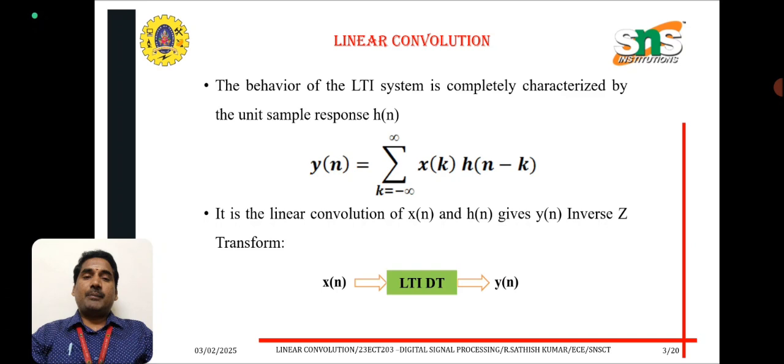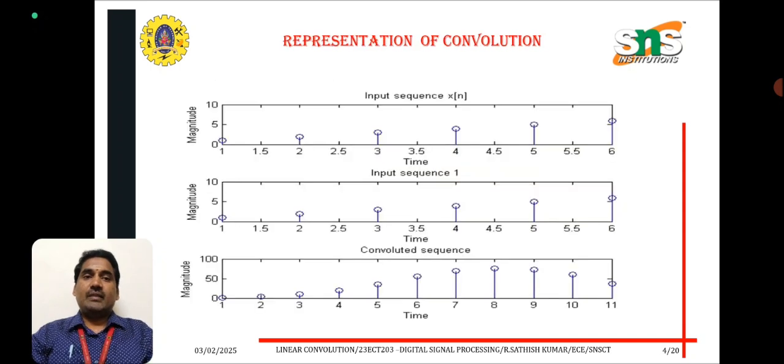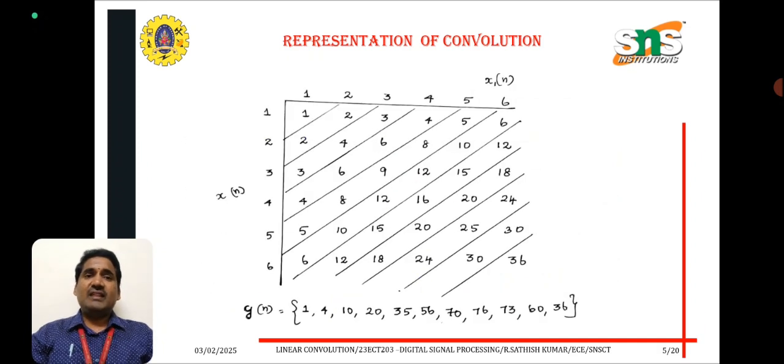x of n can be applied to a linear time invariant discrete time system, which produces the output y of n. This is the representation of convolution. The input sequence can also be given, and a second input sequence can also be given. While taking the convolution of both x of n and x1 of n, we get the output sequence as a convolved sequence, which is the third representation. This is the representation of convolution of your previous graphical representation.